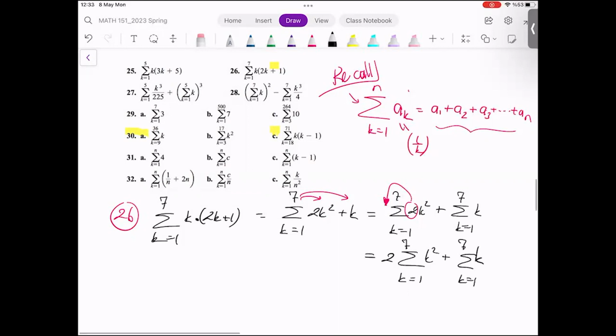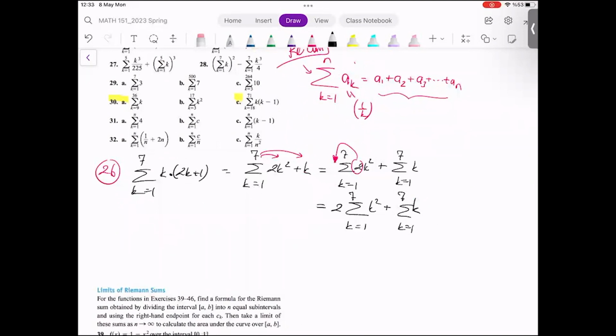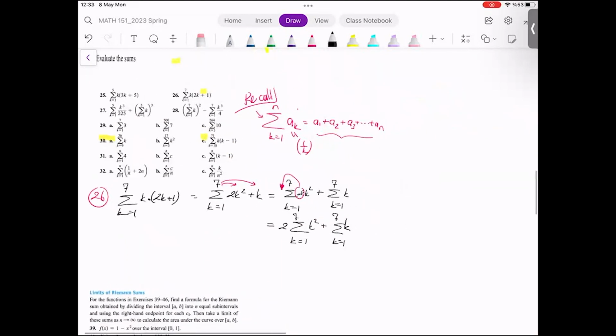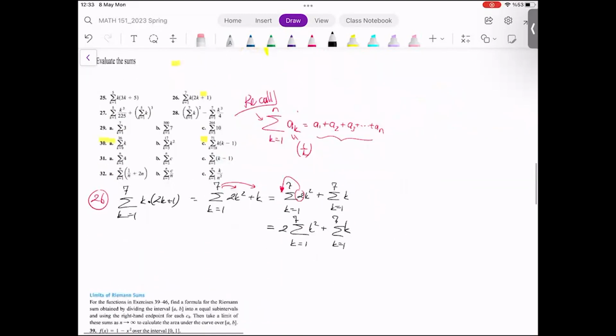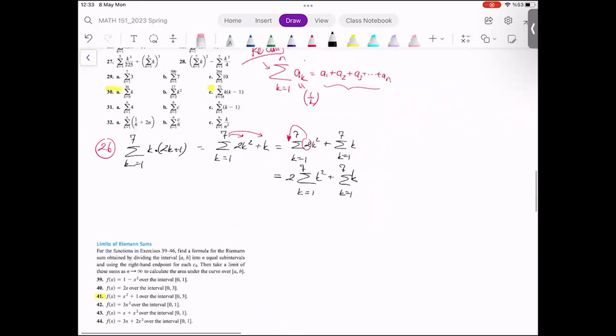And after this point, we need to use some formulas that I gave in the lecture video. Sum of numbers, sum of squares, and sum of cubes. These are the formulas that you need to remember. Maybe I can put another recall for that for you.